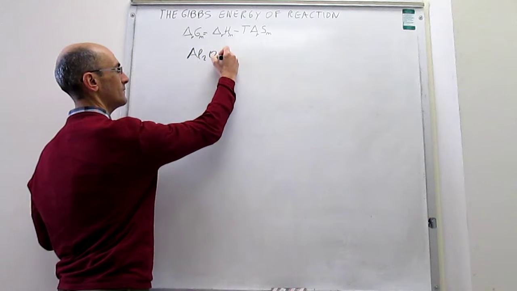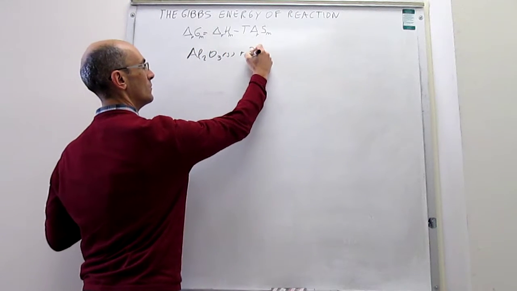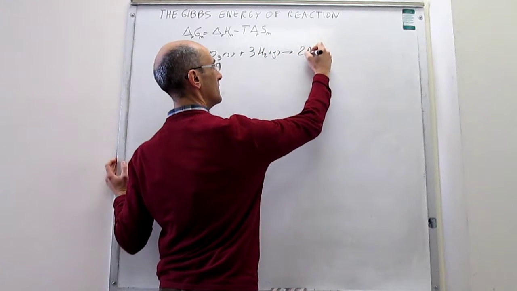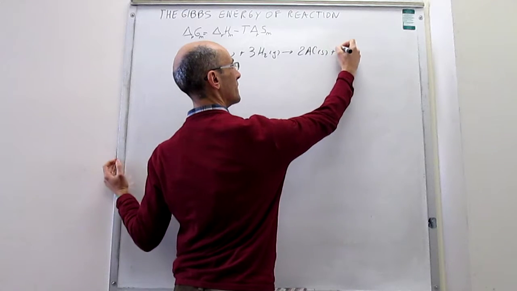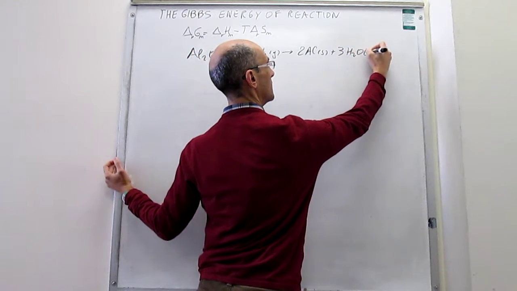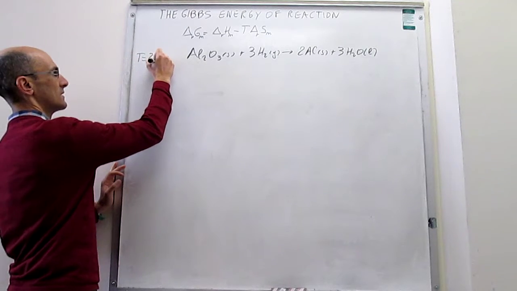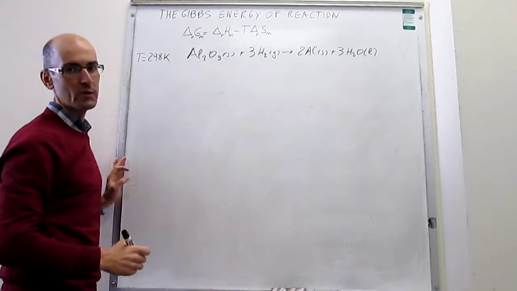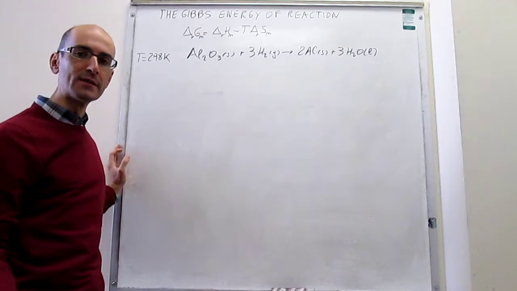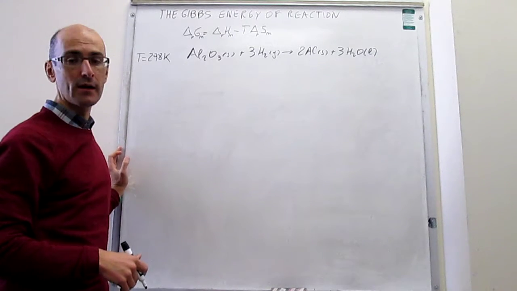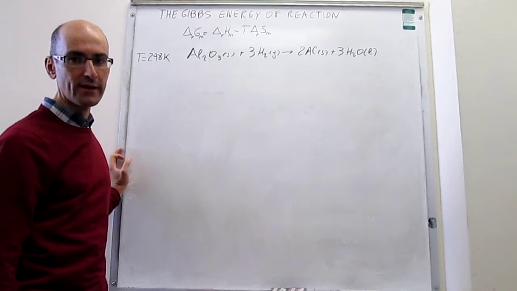Let's see how these things would apply to a regular chemical reaction like the hydrogenation of aluminum, which is a solid, with hydrogen gas to generate aluminum and then water, which is a liquid. We want to do this at 298 Kelvin because that's the temperature at which the data for enthalpies of formation and third law entropies is all given.